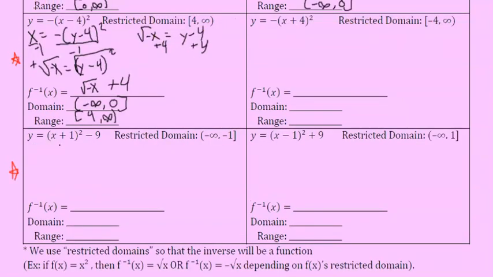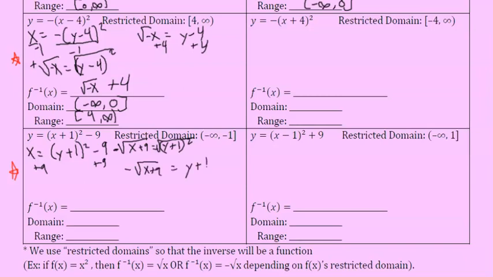Y equals x plus 1 squared minus 9. It has a restricted domain of negative infinity to -1. Switch x and y and solve for the new y. Add 9 to each side. So we have x plus 9 equals y plus 1 squared. To get rid of the square, take the square root of each side. You're going to put a negative sign in front of that. So we have negative square root of x plus 9 equals y plus 1.